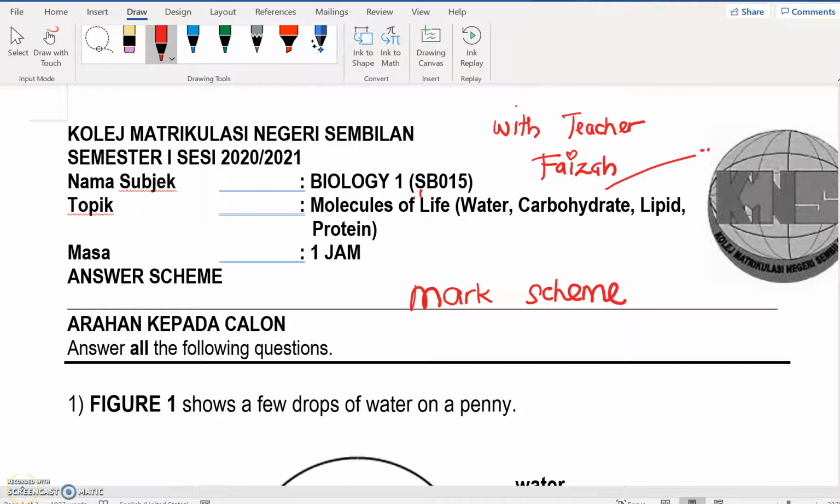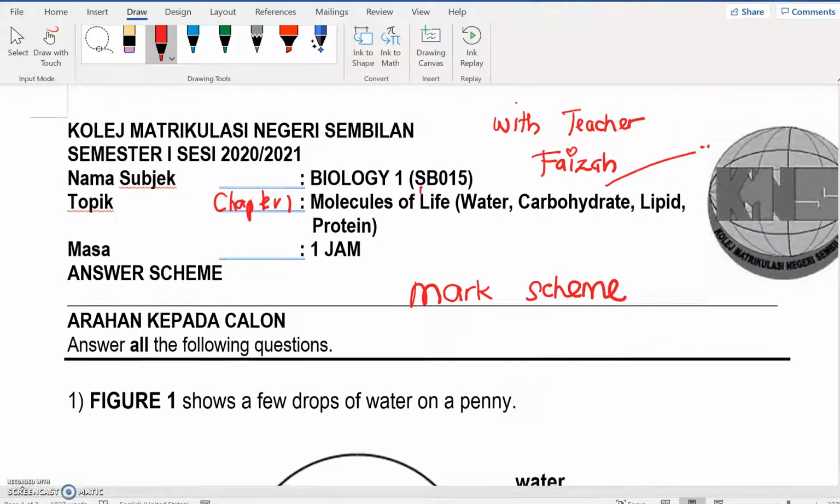Hi everyone. Teacher Faiza will share with you the mark scheme for our quiz 1 for this semester, topic chapter 1, Molecule of Life. So this is the mark scheme.